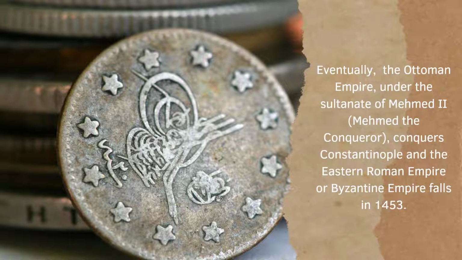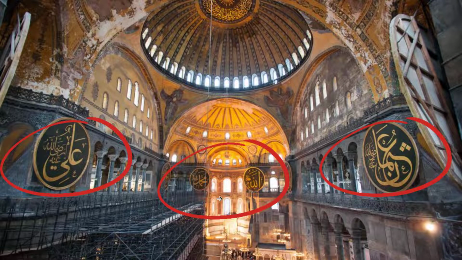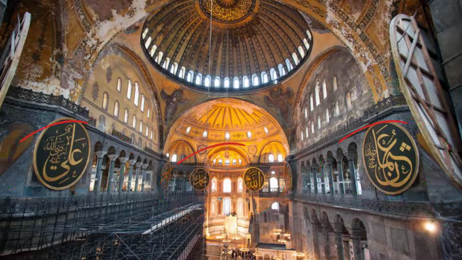So let's be a detective. Which objects in this photo would indicate the change of the Hagia Sophia from a church to a mosque? And what does this change suggest? Let me know in Edpuzzle. So if you said these particular Arabic symbols on the side of the building, then you're absolutely correct. This shows that the church was now changed into a mosque, and this is exactly when the Ottoman Empire came in and conquered the Byzantine Empire and changed the Hagia Sophia from a church to a mosque.